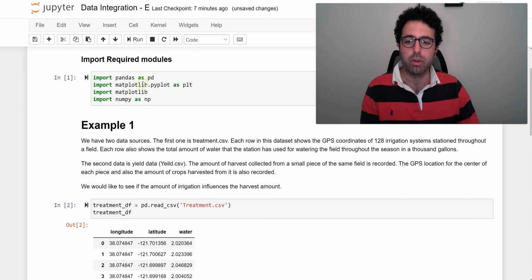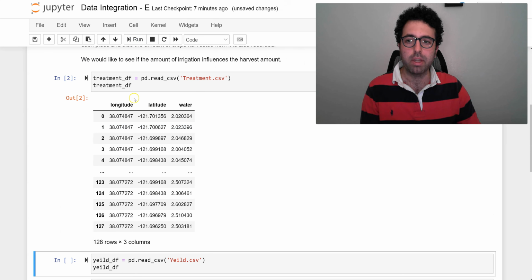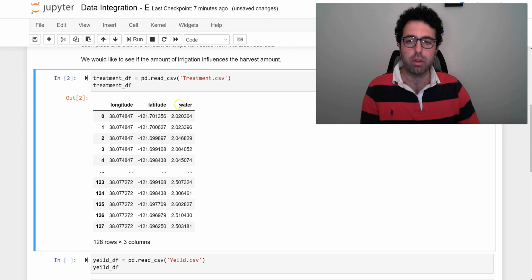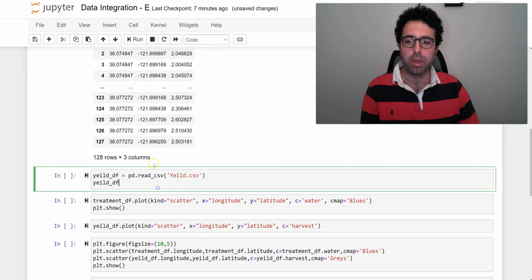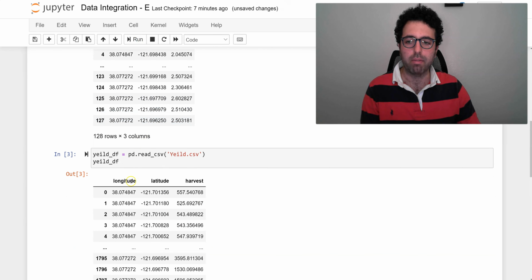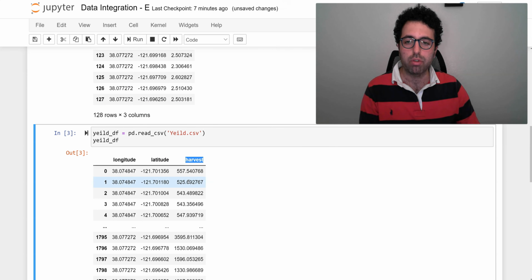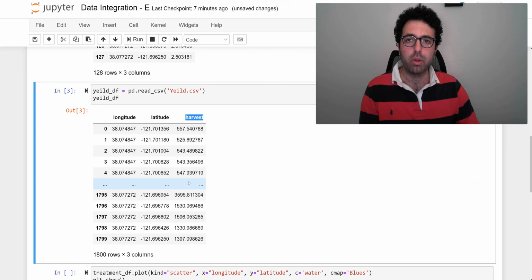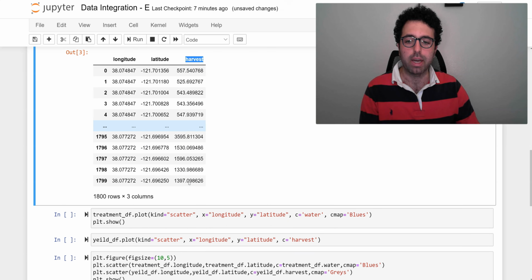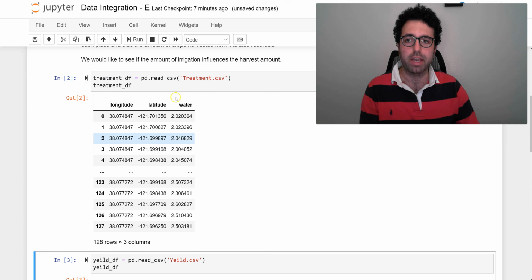Let's go ahead and take a look at them. This is the treatment data. We have longitude and latitude, and then also we have water, and then we have the yield data. We have longitude and latitude and the amount of harvest received. So let's go ahead and take a look at these visually and get to know the data using a visual tool.